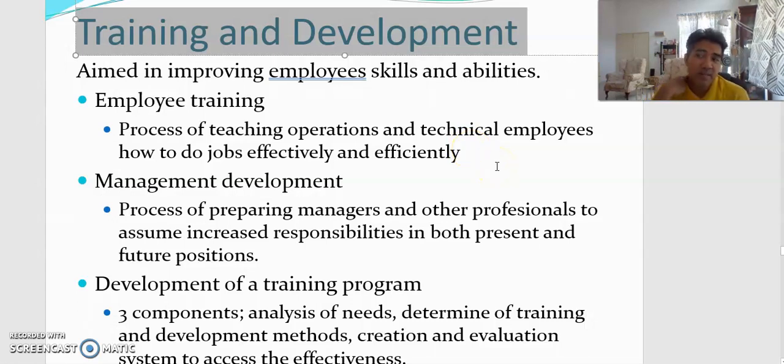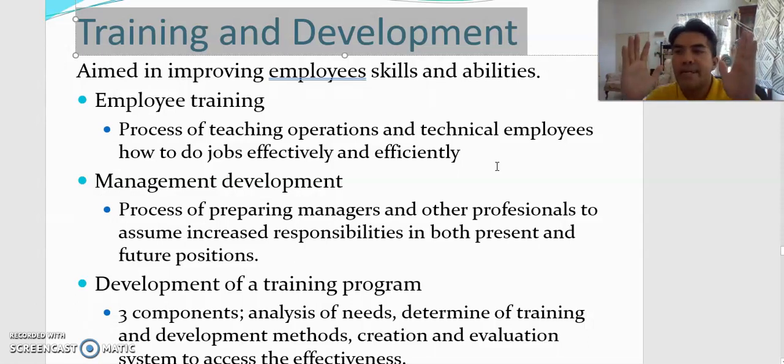It is part of the organization's responsibility, and that's why sometimes large organizations even have a respective training department within their human resource department in order to train their employees. They have their own in-house training center, for example MAS and AirAsia. And then management development is the process of preparing managers or other professionals to assume increased responsibility in both present and future positions, meaning to say that there are two types of training.